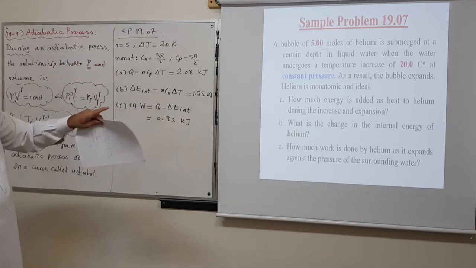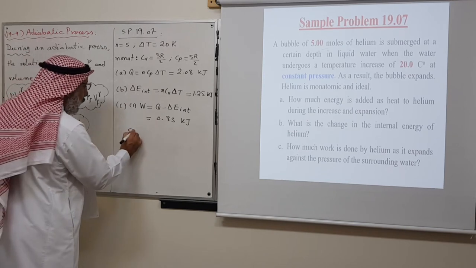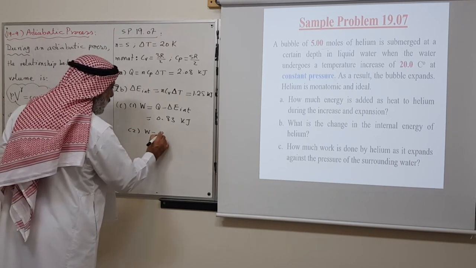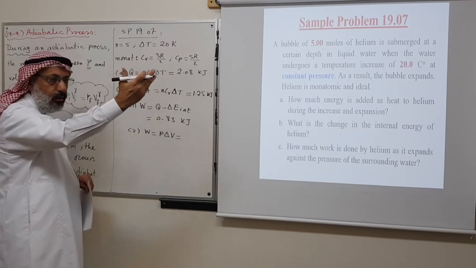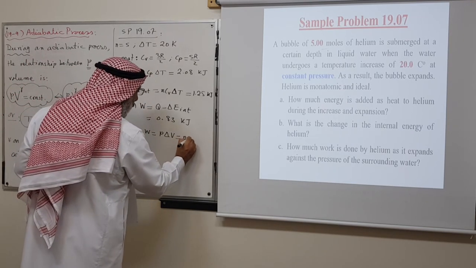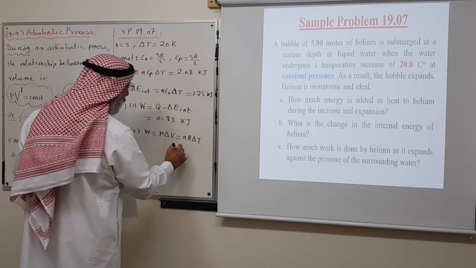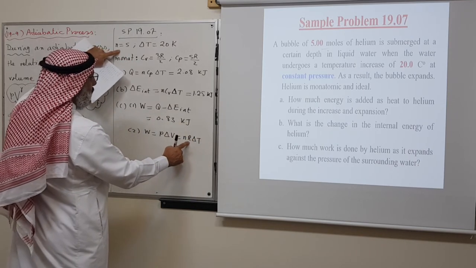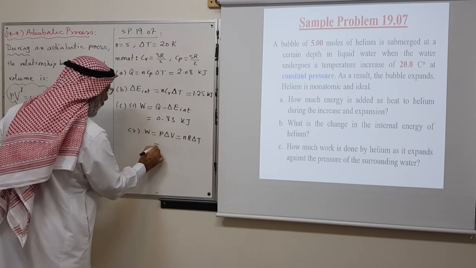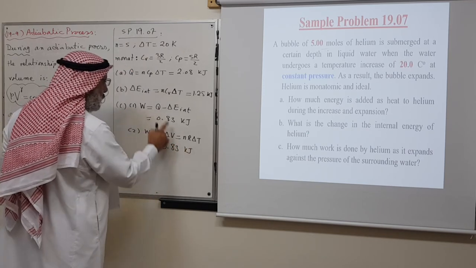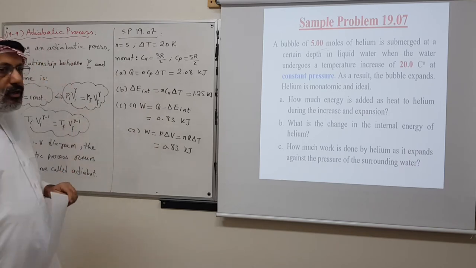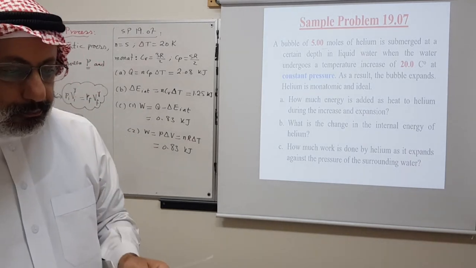Or for this particular process, we know that W is equal to P times delta V. As we saw by the chain rule of calculus, this is equal to NR times delta T. N is 5, we know R, delta T is 20. If you plug in the numbers, you will again have 0.83 as we obtained from the first law of thermodynamics.